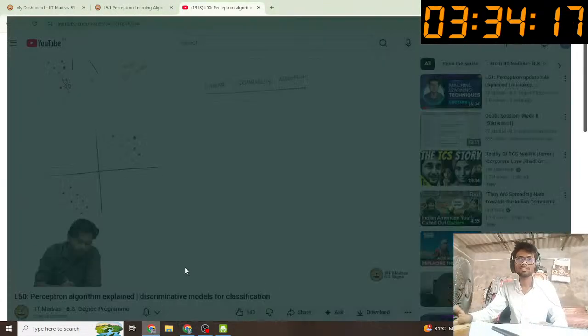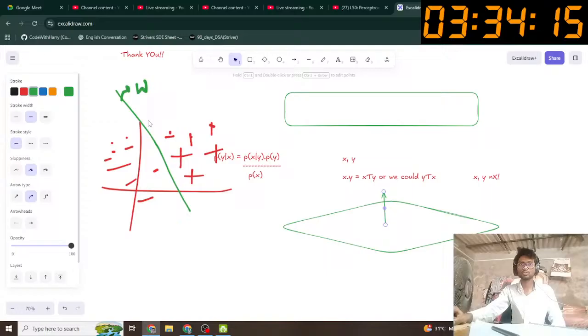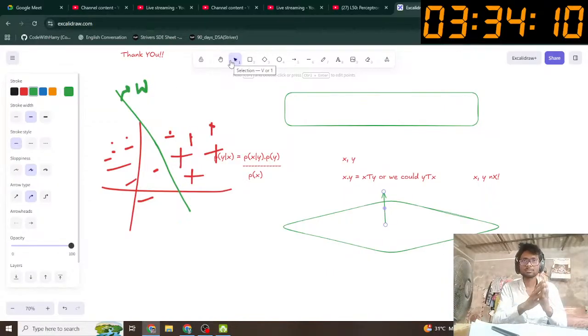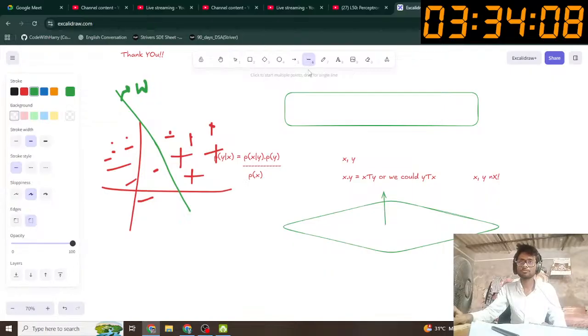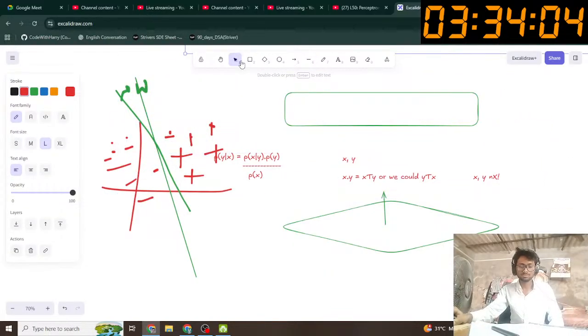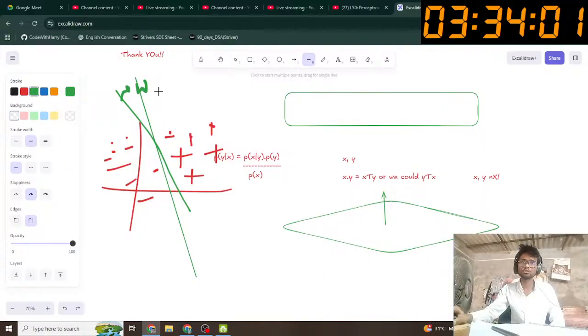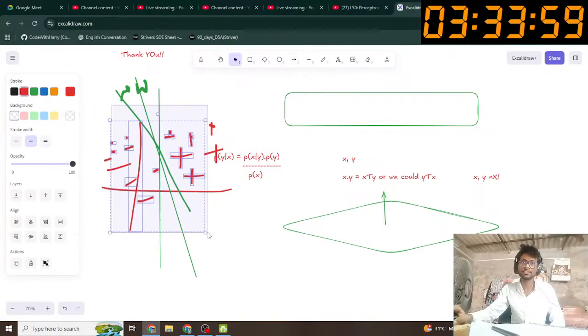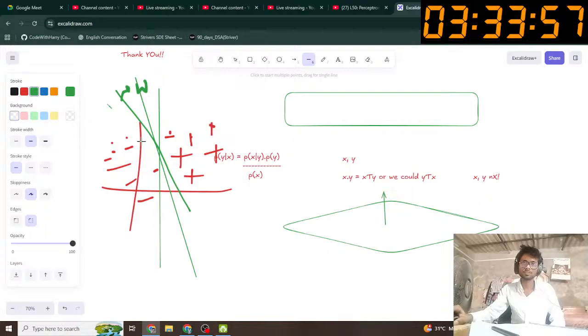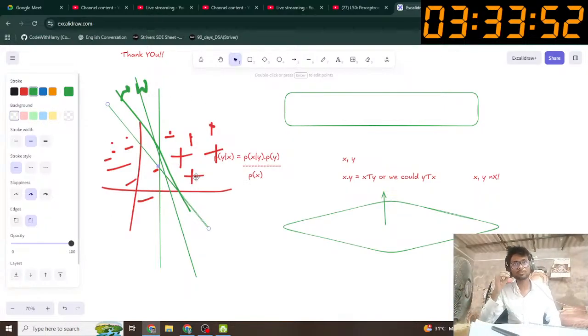Okay, let me clarify one thing. When we are talking about this linear separator, we will call a data set linearly separable if we are able to draw any line which could separate the data set. If we are able to find even a single line, then we are going to say that this data set is linearly separable.